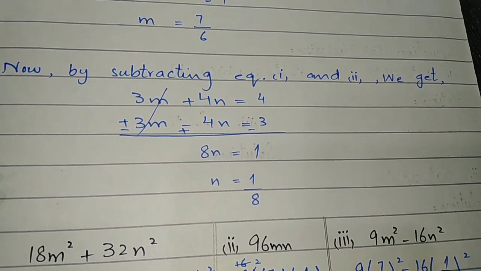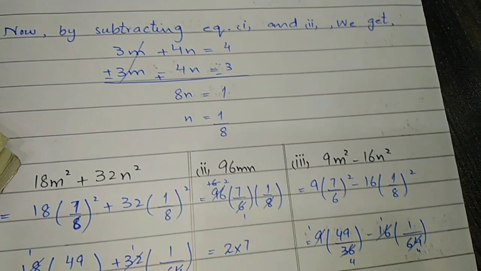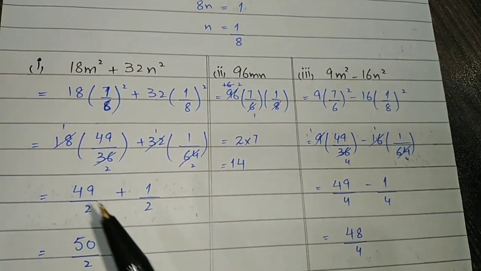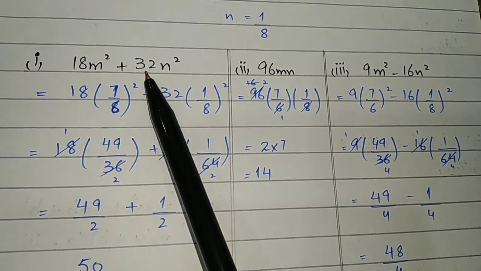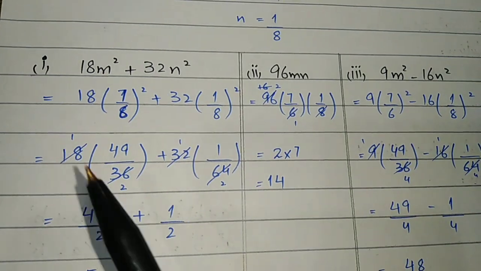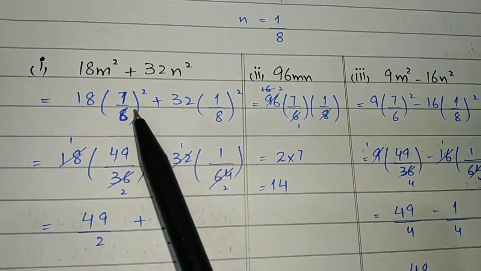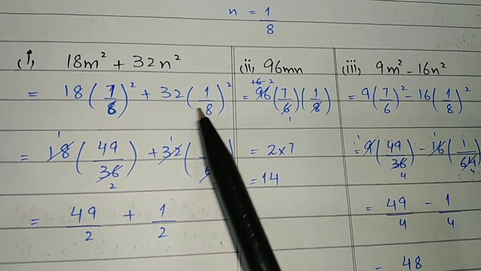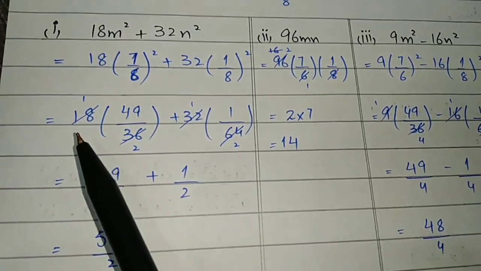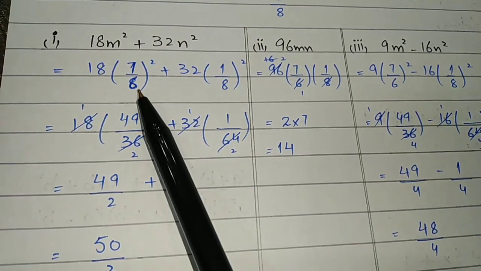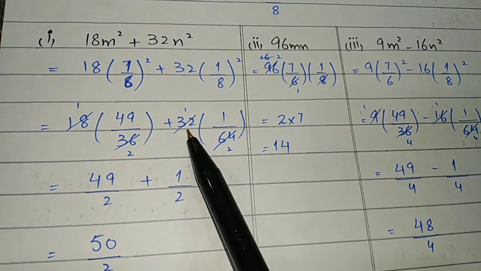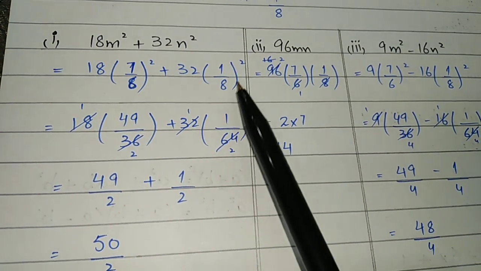Now we have the values of m and n, so we simply put them in these parts to get the numerical value. The first part is 18m square plus 32n square. The value of m is 7 over 6 and the value of n is 1 over 8. After opening their squares, you will get 18 times 7 square is 49 and 6 square is 36, plus 32 times 1 square is 1 and 8 square is 64.